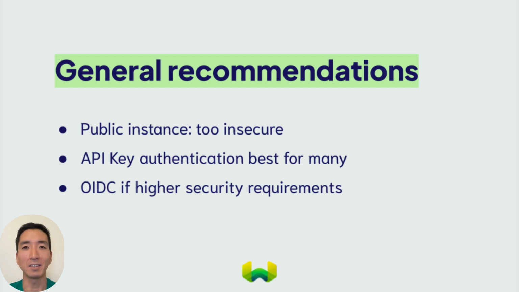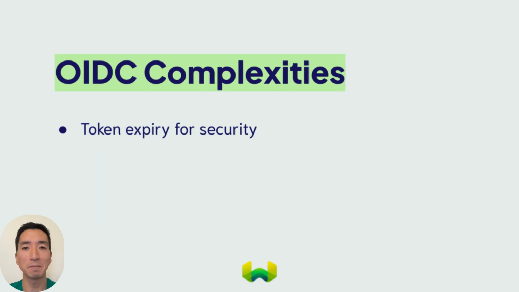In most cases, using a public instance may be too insecure, so we recommend using API key authentication. OIDC might be a good option for you though if you need additional security, but it can add quite a bit of complexity. As mentioned, OIDC tokens expire, minimizing threats if intercepted.